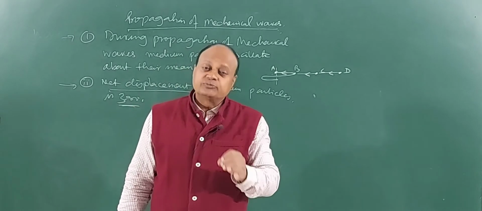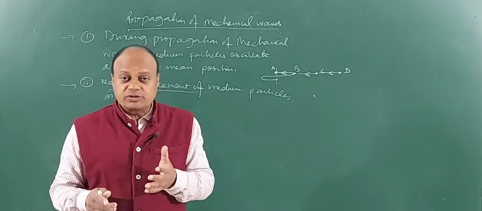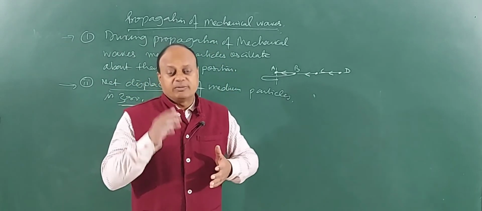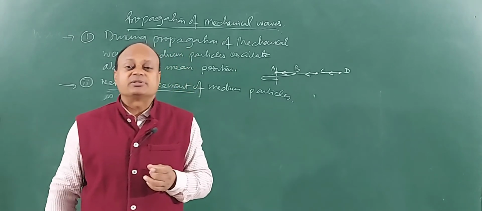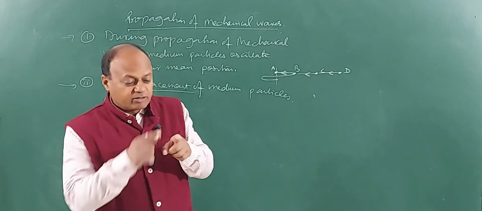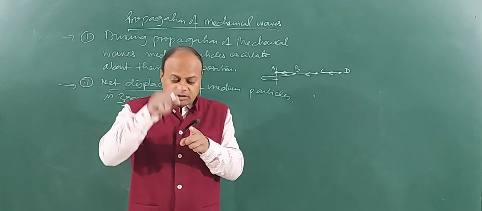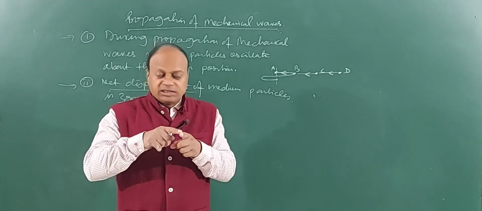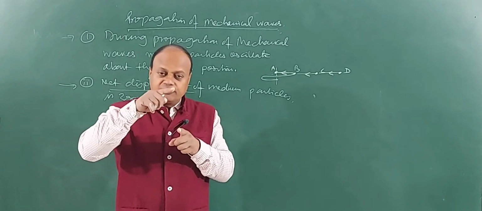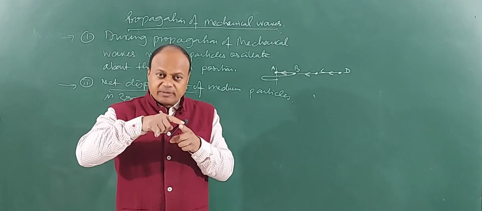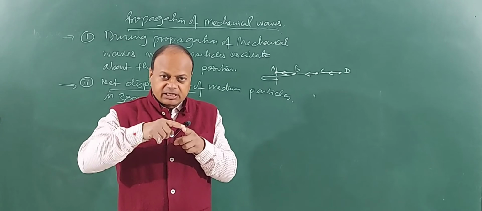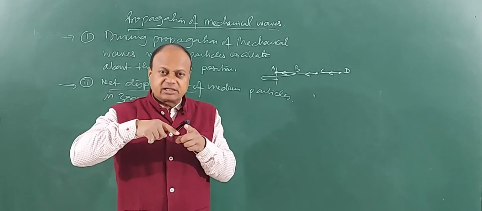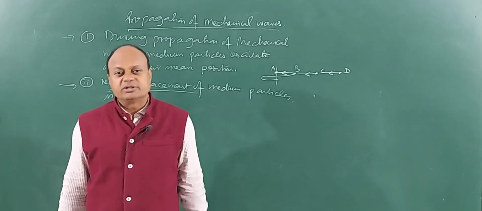So you can understand, mechanical waves will be produced by vibration of medium particles, and the net displacement of the medium particles will be zero. They can vibrate sideways, or they can vibrate up and down. They can vibrate either way, but there will be no displacement of the particle. They will move, come back again, move, come back again. Come here, take energy, again go to the other side, transfer the energy and come back. But there will be no displacement of medium particles.